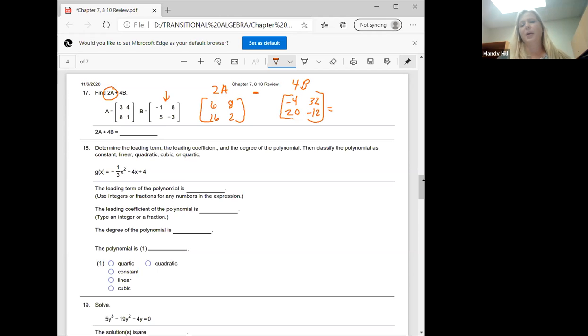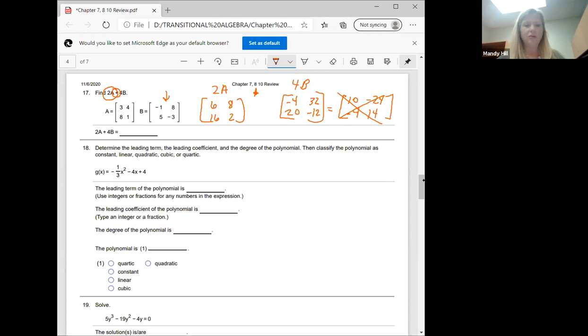So this is going to be 6 minus negative 4. Well, that's 10. 8 minus 32. Okay, that's going to be negative 24. 16 minus 20, negative 4. 2 minus negative 12 would be 14. Okay, and that is going to be our final answer on that. So, what did I do wrong? 8 minus 32. Oh, I'm so sorry. It says plus. So, if I was going to subtract them, this would be the answer, but we're not subtracting, we're adding. I misread my sign there.